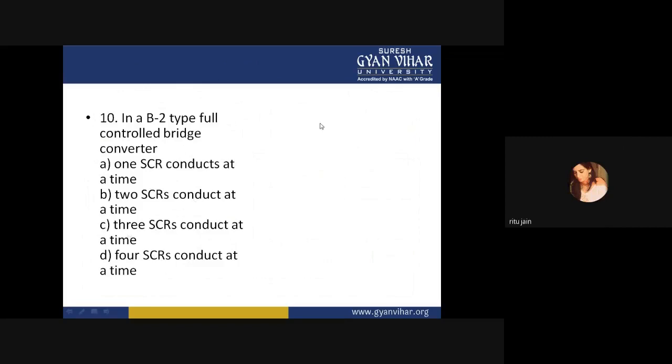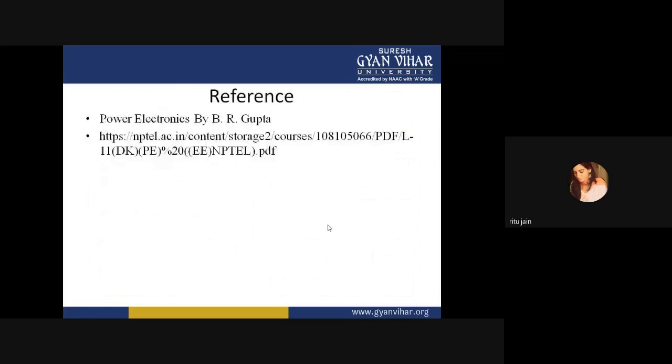Okay. So this is all about your today's lecture, which is converters, half wave and full wave converters. Thank you. The reference books are B.R. Gupta's Power Electronics and NPTEL lectures, which you can find easily on the internet. So you can go through these two references and get the lecture topics. Okay. So thank you.